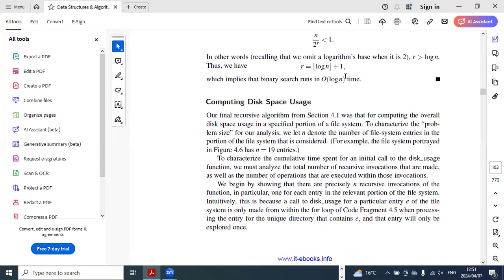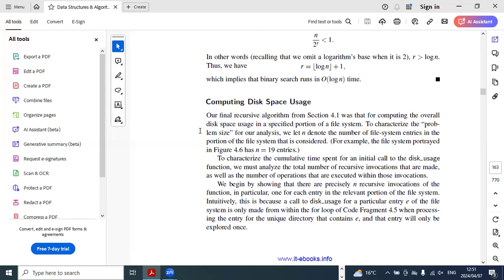In other words, recalling the logarithm base 2, we need 2 to the r to be greater than n, thus r is equal to log of n plus 1, which implies that the binary search runs in O of log of n time.